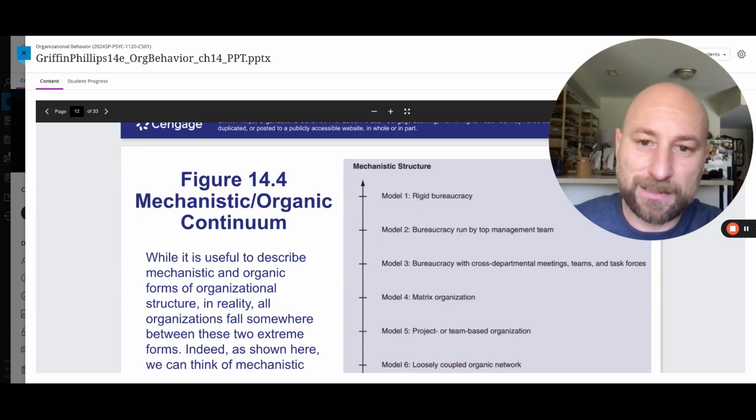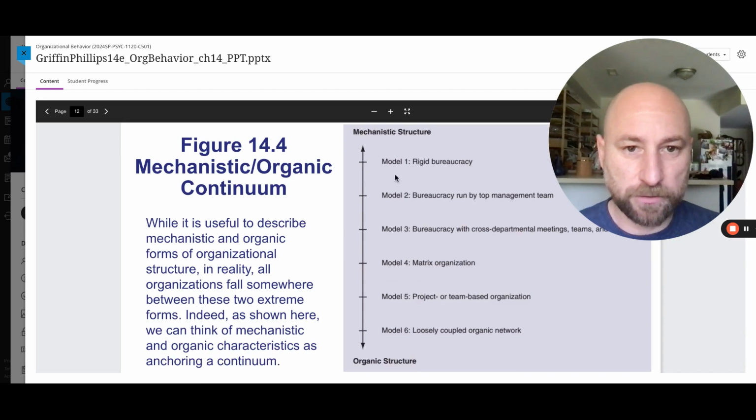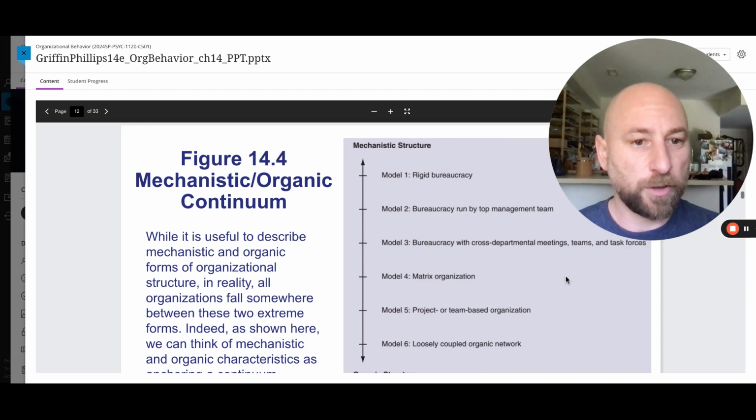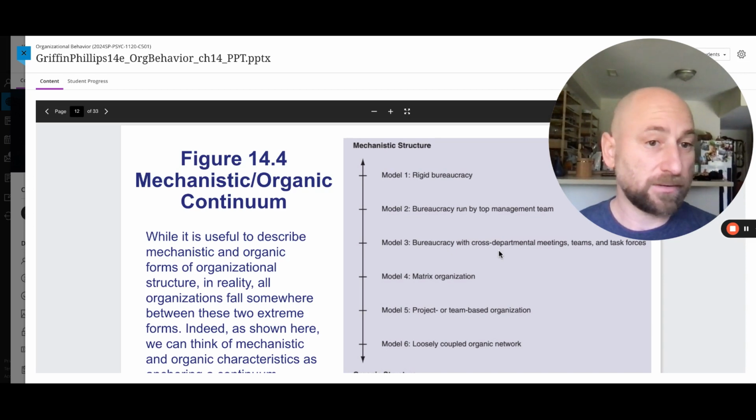14.4 figure, mechanistic and organic continuum. So we get basically 6 structures or 6 models going from a mechanistic structure to an organic structure. We've got rigid bureaucracy at the very one end, and at the very other end, loosely coupled organic network. 2, bureaucracy run by top management team. 3, bureaucracy with cross-departmental meetings and teams and task force. So you could have cross-functional teams. That's a way of having a hierarchical structure, but getting some more cooperation and cross-pollination.